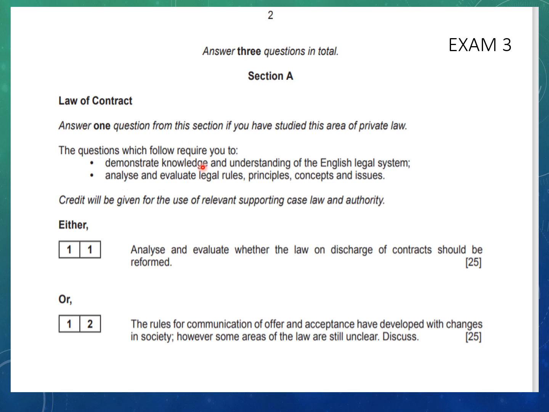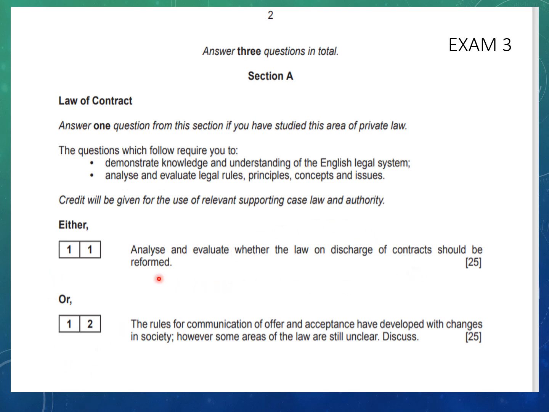So just like before, for exam 3, I've taken a screenshot here of section A so that you can see exactly what it looks like when you're going to open your paper. So section A on exam 3 is the law of contract, and you're given a choice of essays. So you can answer this one or this one. Don't answer both, okay? You've only got time to do one.